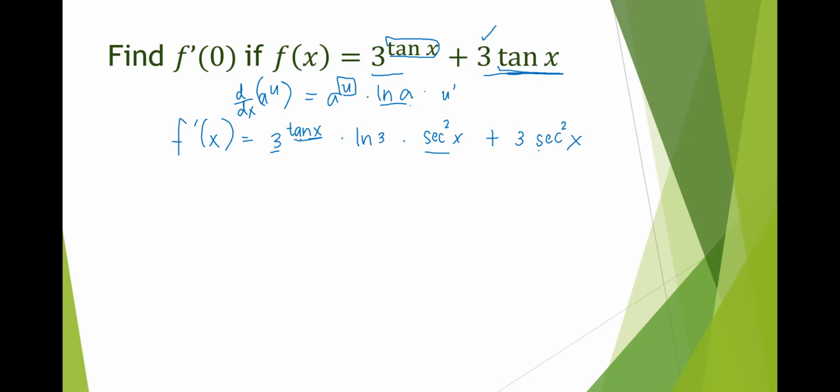Notice that secant squared x is a common factor. We can take this outside. Let's factor it out, so we have secant squared x. We can simplify this further, no? Then, when we take it out, we have 3 raised to tangent x times ln of 3 plus 3. Actually, these are commutative, so we can swap the two terms. But this one will suffice. Okay. Basically, that's it.